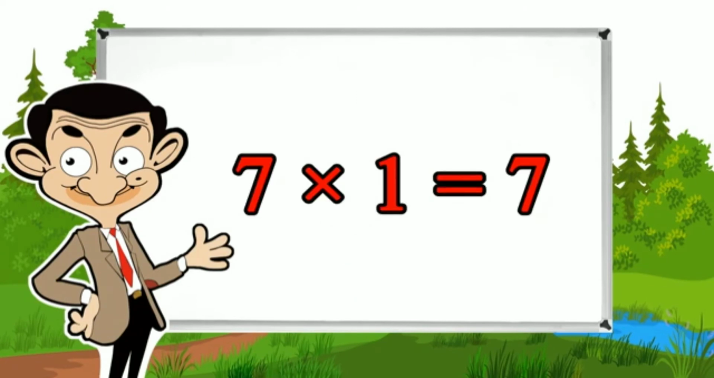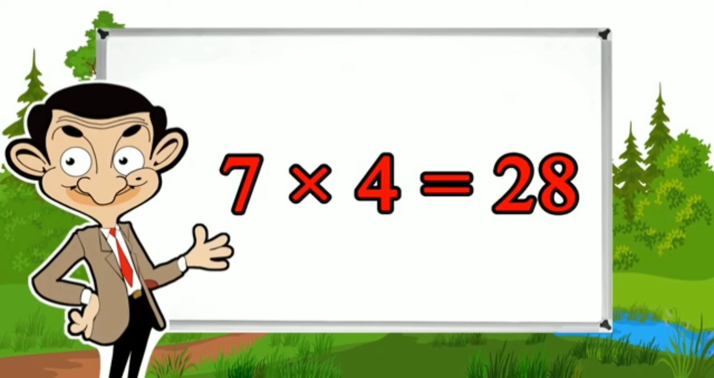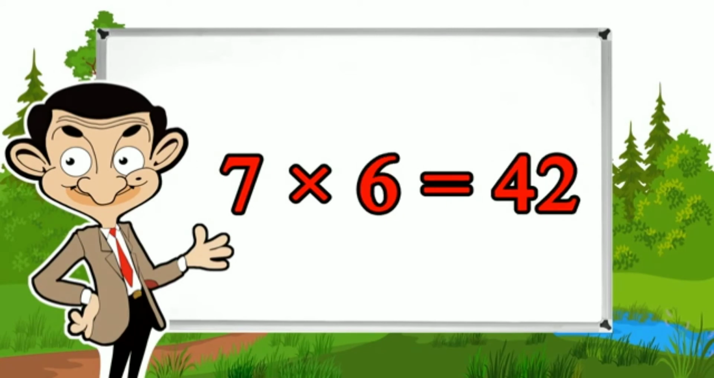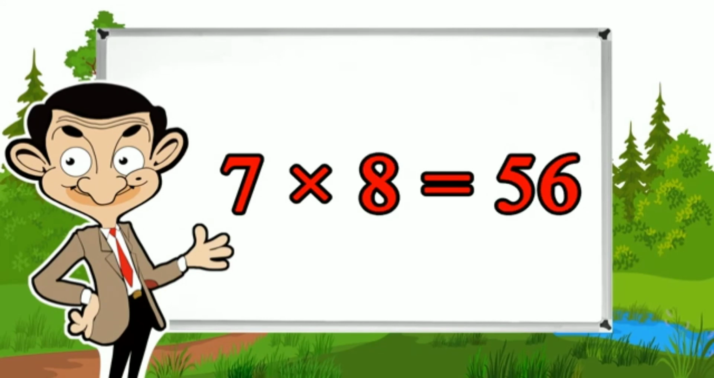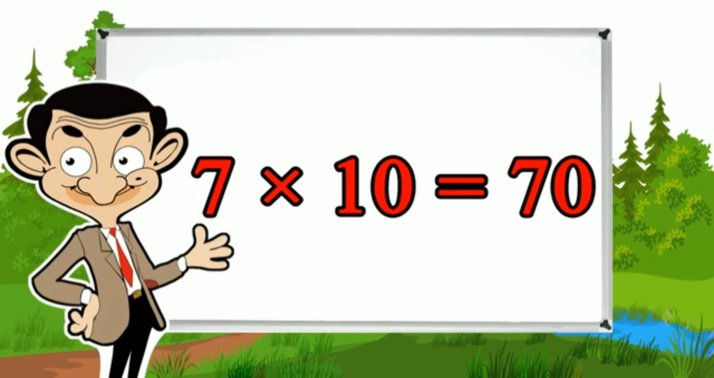7 1 7, 7 2 14, 7 3 21, 7 4 28, 7 5 35, 7 6 42, 7 7 49, 7 8 56, 7 9 63, 7 10 70.